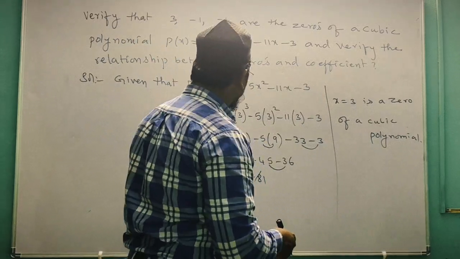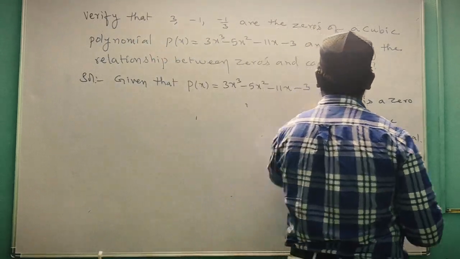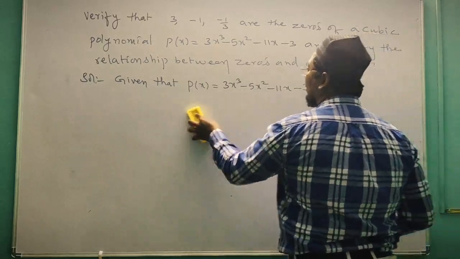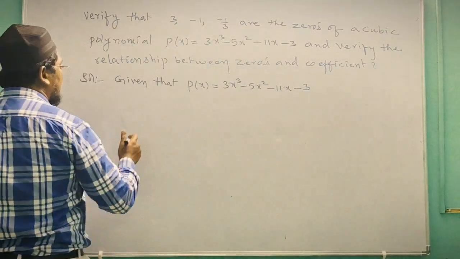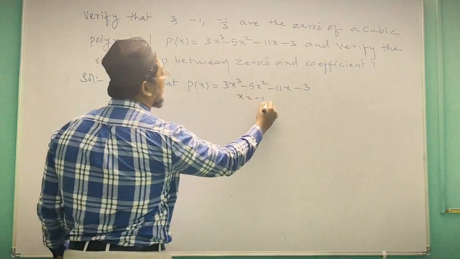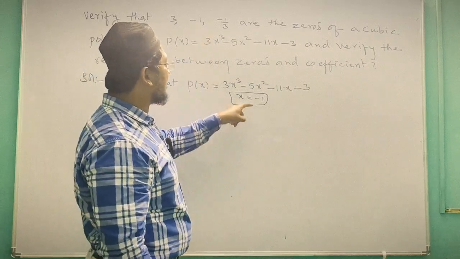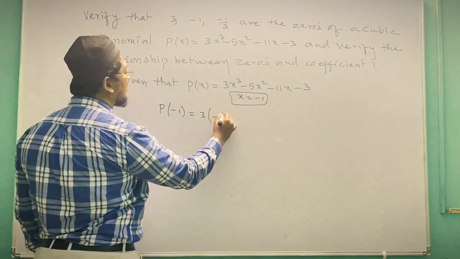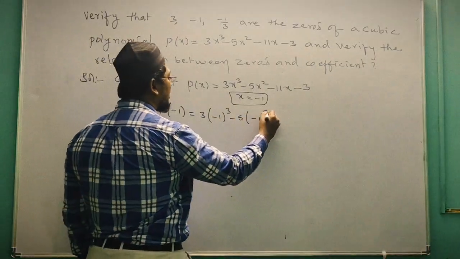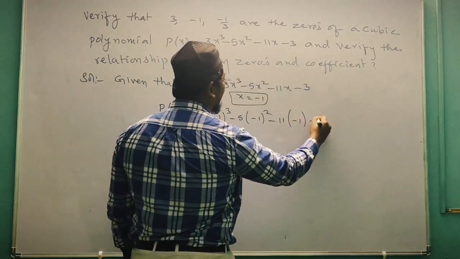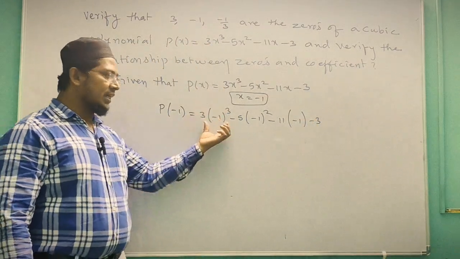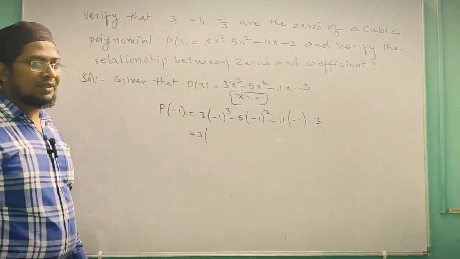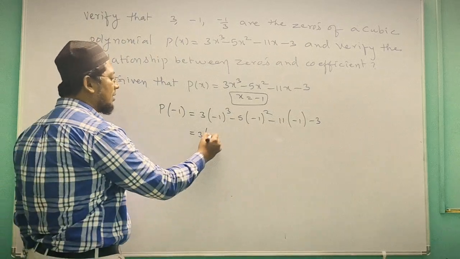Second case, x is equal to minus 1. So x is equal to what? Minus 1. Second value we have to see here, minus 1. Substitute, sir. p of minus 1 is equal to 3 into, in place of x, minus 1 power 3, minus 5 into minus 1 power 2, minus 11 into minus 1, minus 3. Wherever we find x, we should write minus 1 in the bracket. Okay? 3 same. Minus 1 power 3, minus multiplied odd times, yes of course, minus 1.